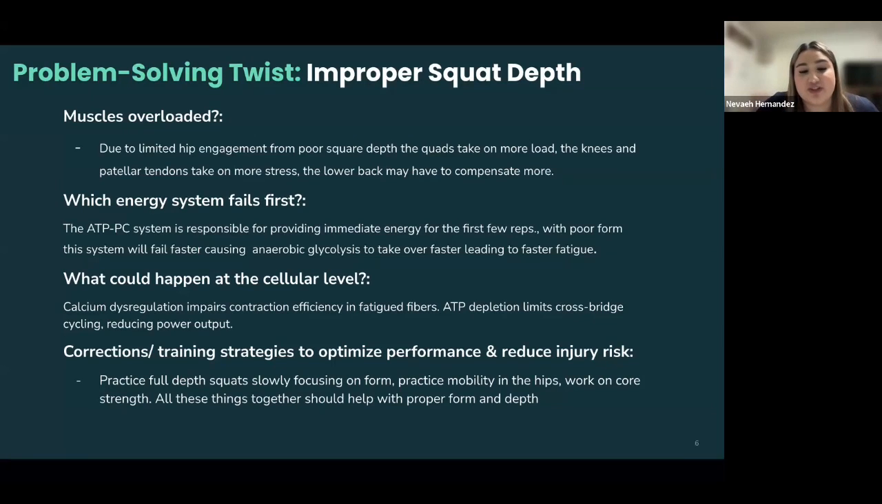As for reducing injury risk, we would have to practice the full depth squats slowly, focusing on form, mobility, and core strength. Thank you.